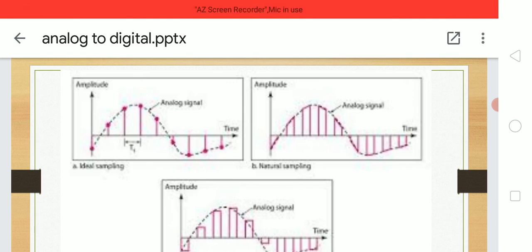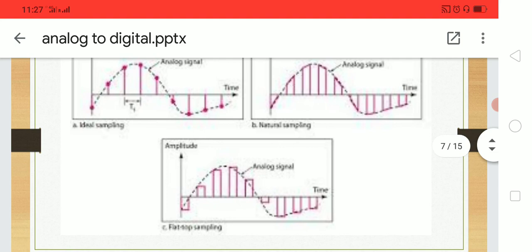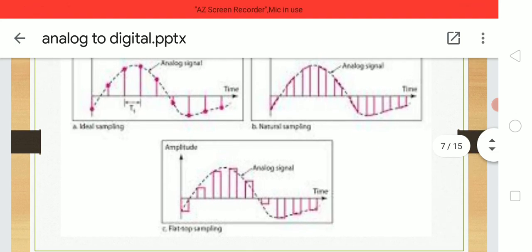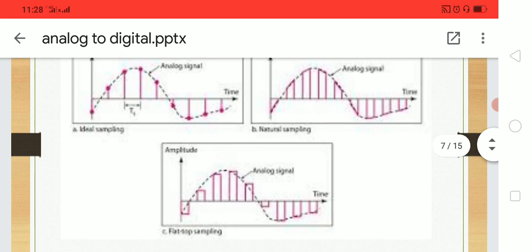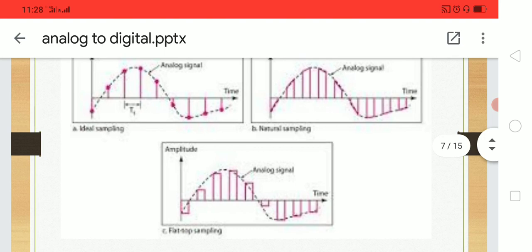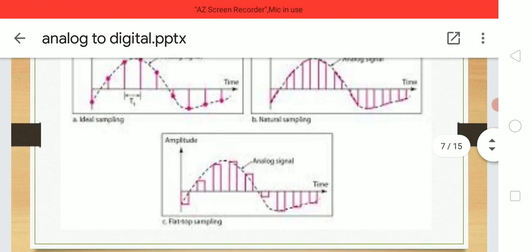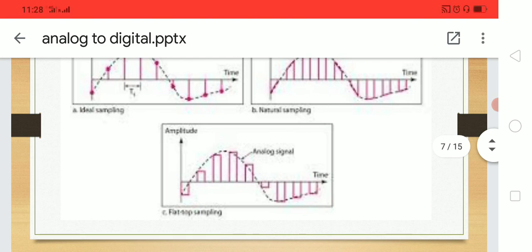Here we are discussing some common standard rates that we are using in our daily life. If we are talking through telephone communication, the sample rate is 8 kilohertz, that is 8000 samples per second. And if we are talking through VoIP, voice over internet protocol, the sample rate is 16 kilohertz, that is 16,000 samples per second.